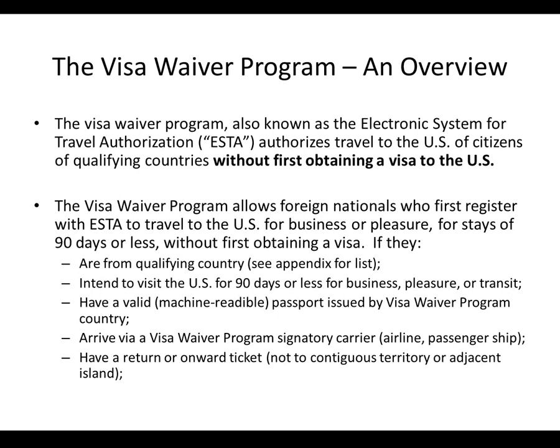In order to be eligible for the Visa Waiver Program, you must have an intent to depart the United States, which also means that you must have a return or onward ticket from the United States. That does not include a ticket to a contiguous territory of the United States, meaning Canada or Mexico, or an adjacent island in the Caribbean or the Bahamas.